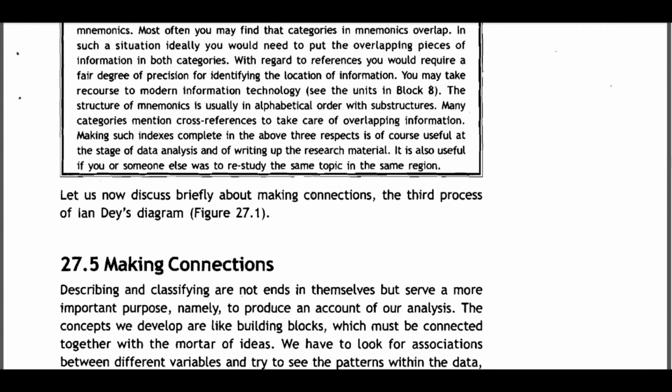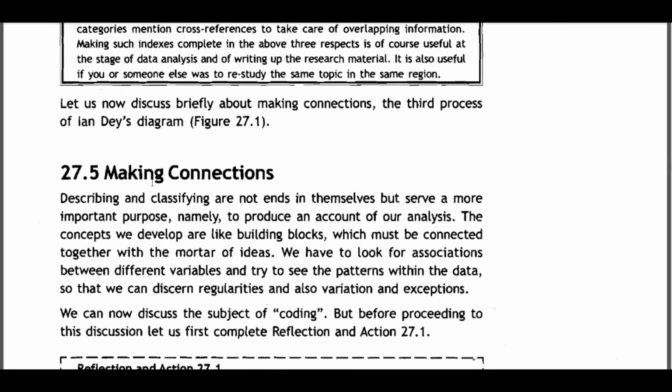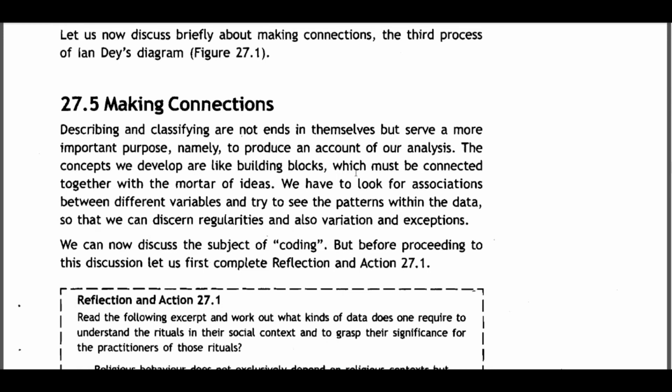Let us now discuss briefly making connections, the third process of Ian Dey's diagram. Figure 27.1, where you see the making connections. 27.5 Making connections. Describing and classifying are not ends in themselves, but serve a more important purpose, namely to produce an account for analysis. The concepts we develop are like building blocks, which must be connected together with the motor of ideas. We have to look for the association between different variables and try to see the patterns within the data so that we can discern the regularities and also variations and exceptions.